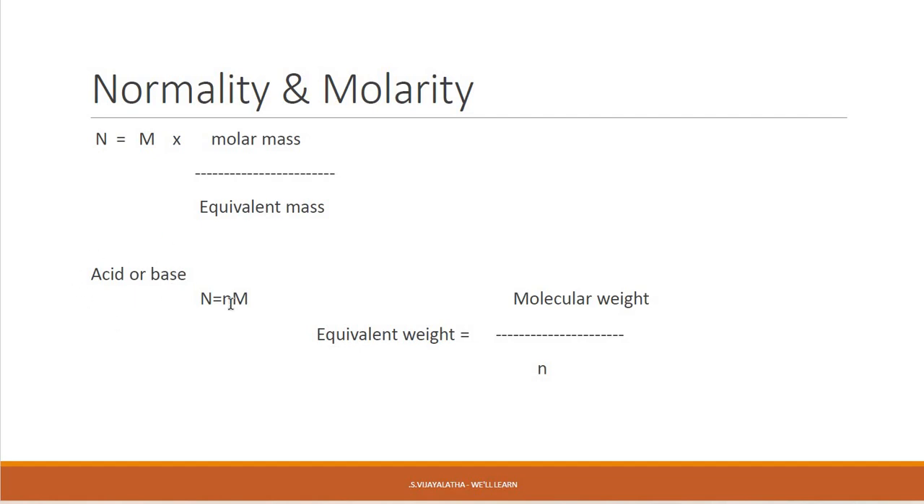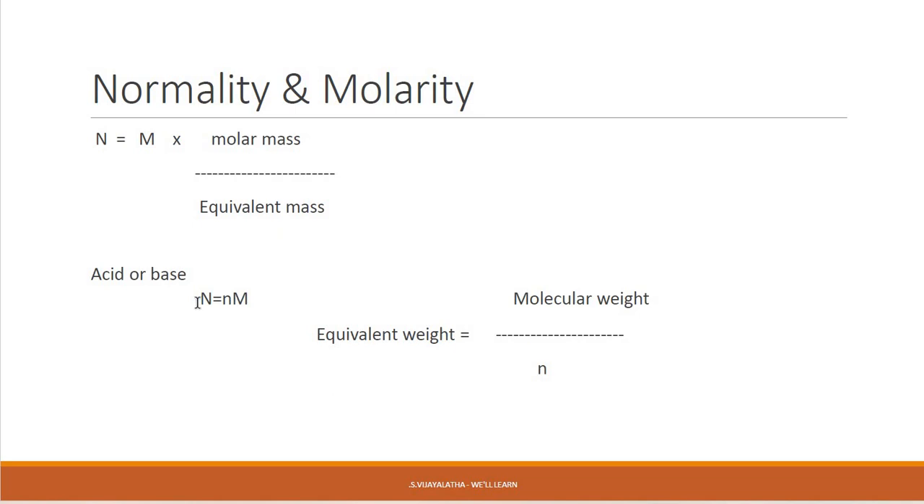In the case of an acid or a base, it can be further simplified, because we have already seen that in an acid or a base, equivalent weight will be molecular weight divided by n. n can also be called acidity or basicity, the number of H+ or OH- ions it can give in solution. So, molecular weight divided by equivalent weight will be n. Instead of this term, we are substituting small n here. So, for an acid or base, we can simplify and write the relationship between normality and molarity as N is equal to n times M. For HCl or NaOH, this n is 1, so normality will be the same as molarity.